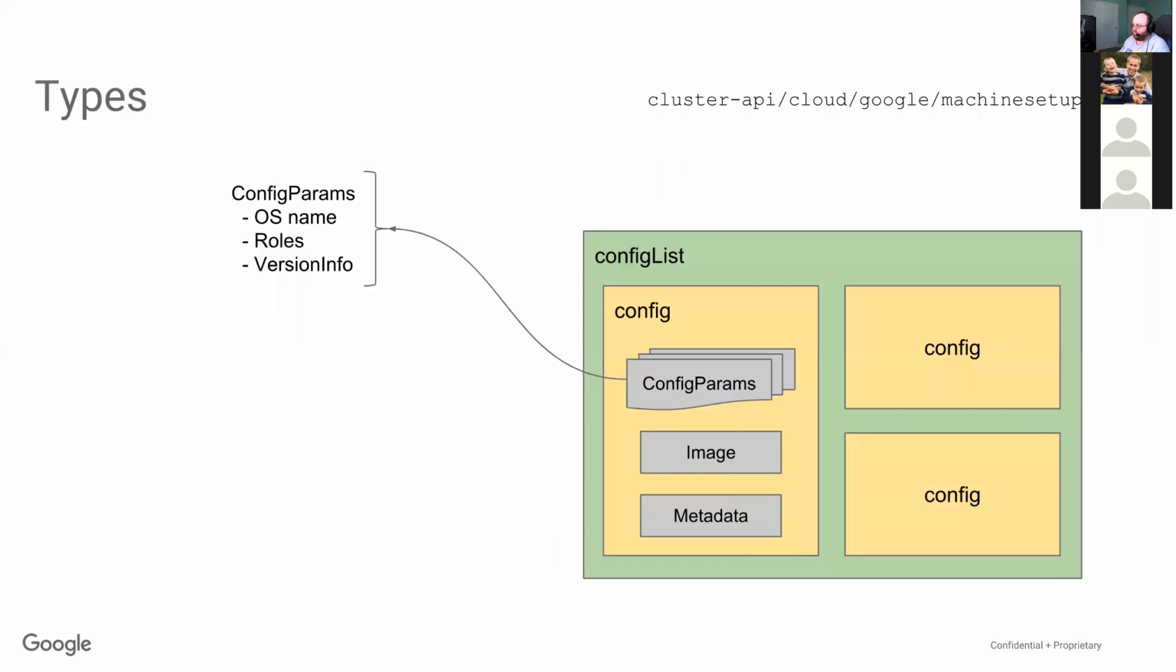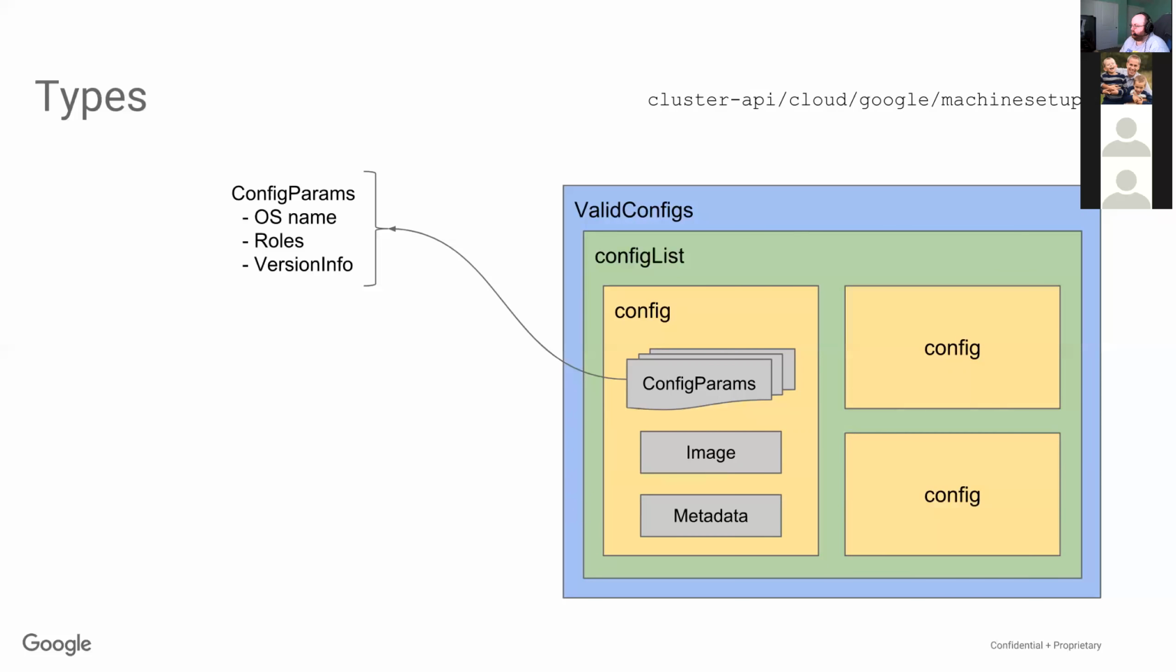So we'll have multiple of these configs contained in a config list. Whenever you want to spin up a machine, we'll extract the OS, the roles, and the version info out of the machine object to create a params object. Then we'll iterate through these configs and try to find one that has matching params. If we find a match, then we know we'll be using that image and metadata for the machine that we're trying to set up. If we don't find a match, that means we don't support this machine setup, and it would return an error at that point.